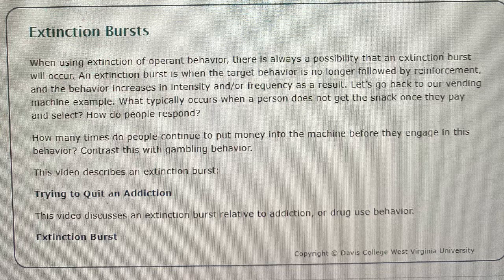Let's go back to our vending machine example. What typically occurs when a person does not get the snack once they pay and select? How do people respond? How many times do people continue to put money into the machine before they engage in this behavior? Contrast this with gambling behavior. A video in the description will show another example of extinction burst.